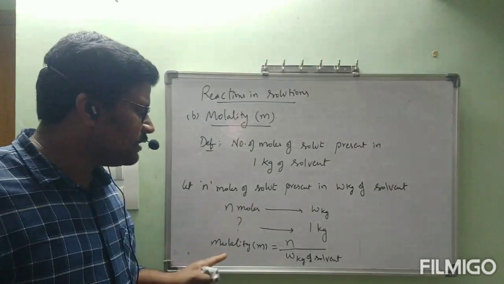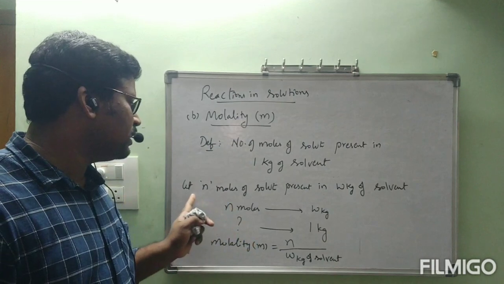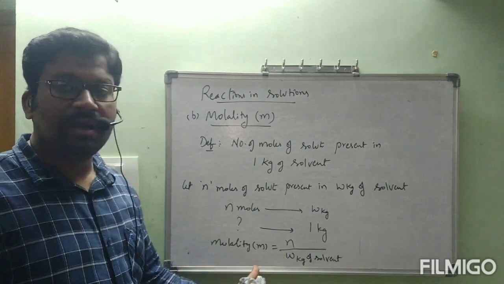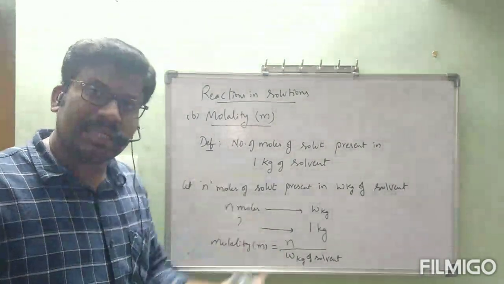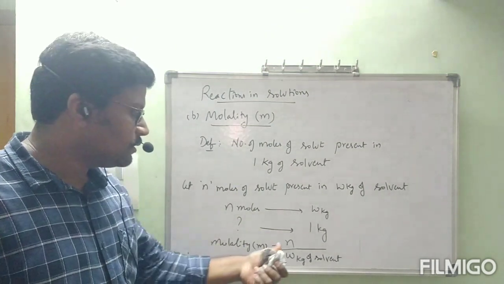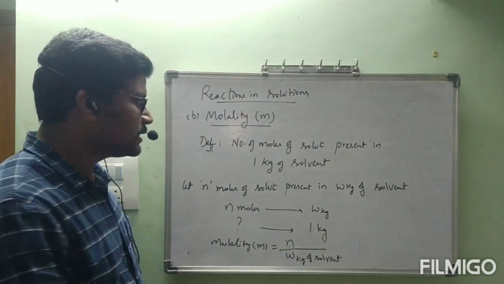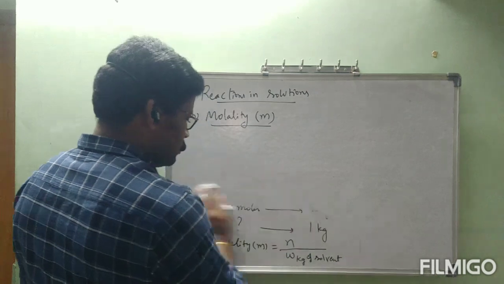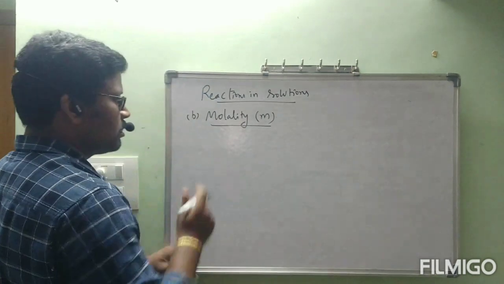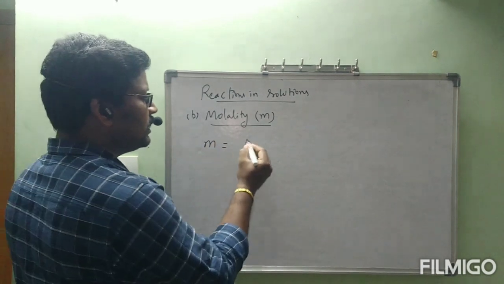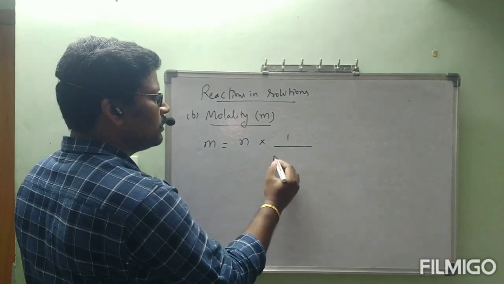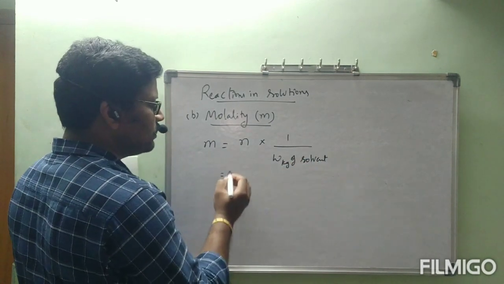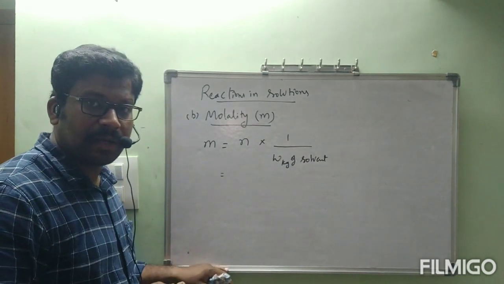Now how did we define it and how did we get the formula? We have seen: let n moles of solute be present in W kilograms of solvent, then molality small m is equal to n by W kilograms of solvent. Molality is represented by small m, molarity is represented by capital M. Now let us see the extension of this formula. Molality small m is equal to n into 1 by W kilograms of solvent. What is the formula of n? Given weight by gram molecular weight.